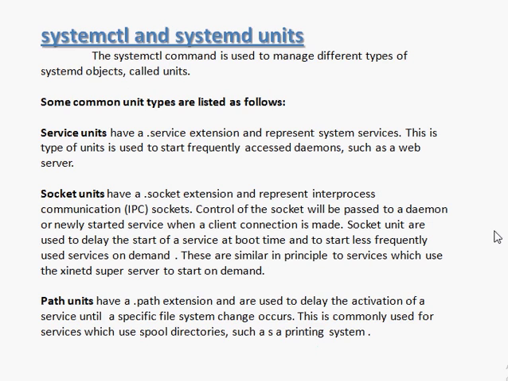systemctl and systemd units. systemctl is a command used to manage different types of systemd objects called units. Some common units are listed as follows: service unit, socket unit and path unit. A service unit has a .service extension and represents a system service. This is a type of unit used to start frequently accessed on-demand services such as a web server.